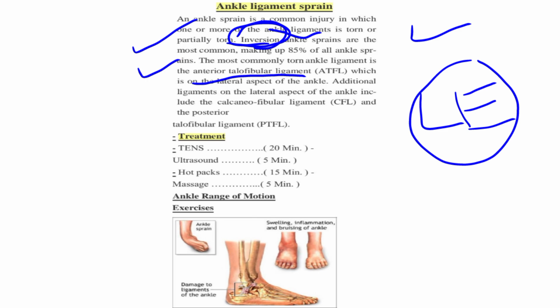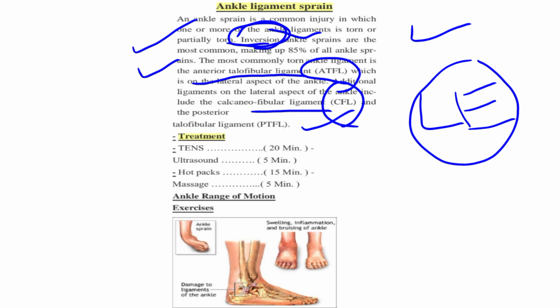When the ankle is inverted, there is more stress on the lateral side, and the ligament present on the lateral side is the anterior talofibular ligament. Additional ligaments on the lateral aspect of the ankle include the calcaneofibular ligament and the posterior talofibular ligament. But the most common injury is the anterior talofibular ligament.